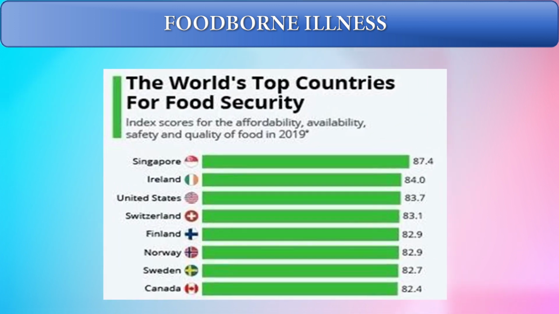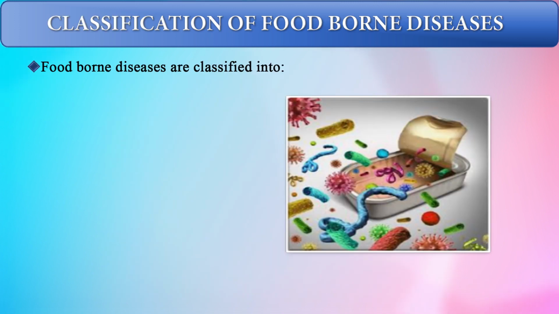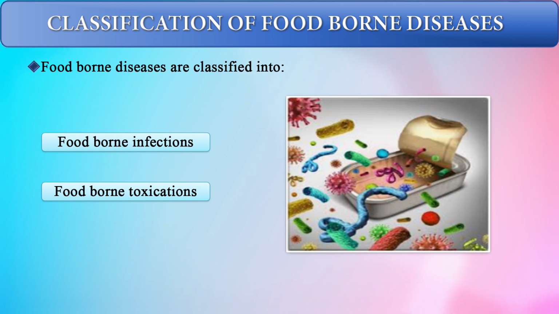In the world, the top countries in food security, measured by affordability, availability, safety and quality of food in 2019, the topmost was Singapore, followed by Ireland and the United States. Now come to the classification of foodborne diseases. There are two kinds of foodborne diseases. Number one is foodborne infection and number two is foodborne intoxication.